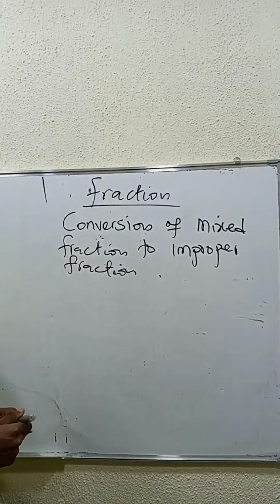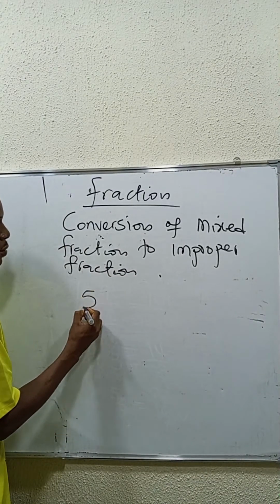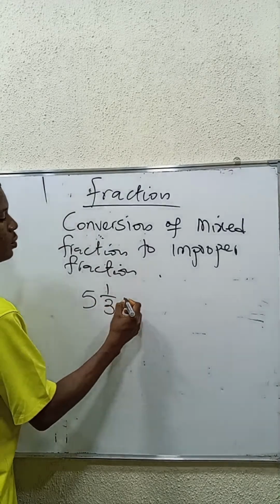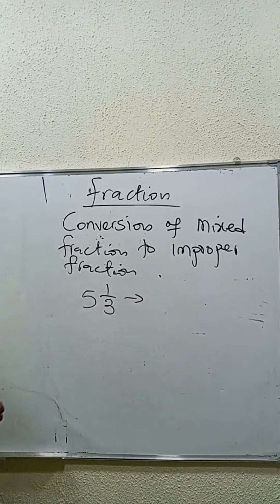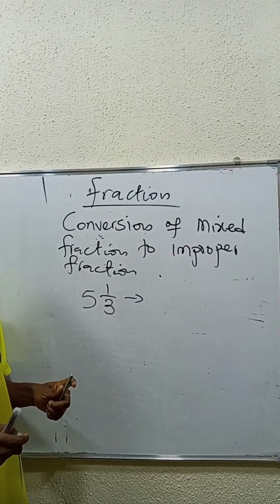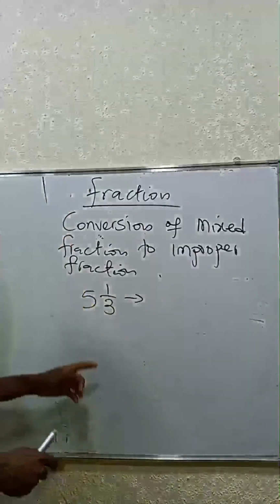Okay, let's take another example. We have 5 wholes 1 over 3. We are trying to convert it to an improper fraction. So all we do is that we are going to multiply.